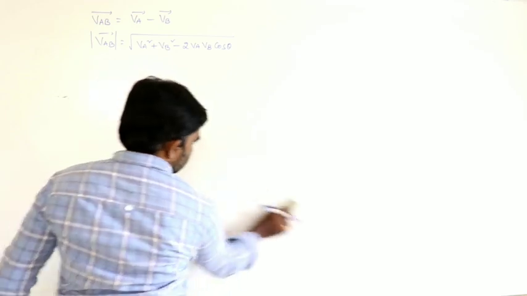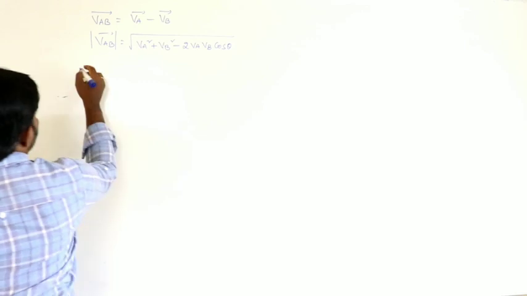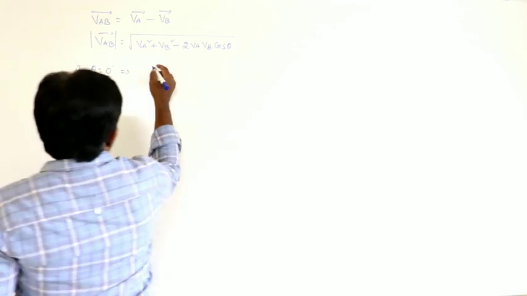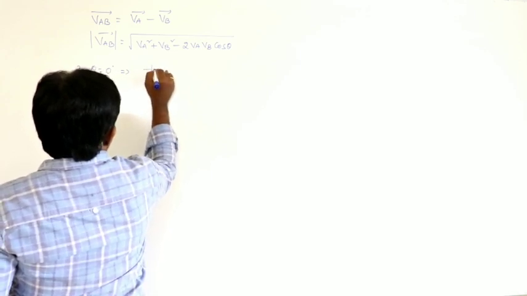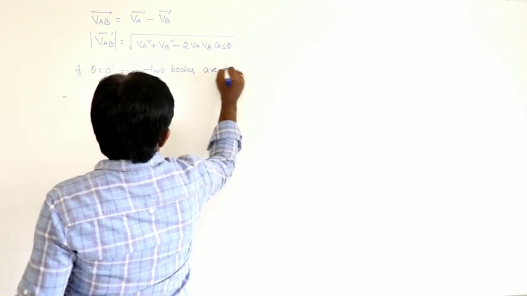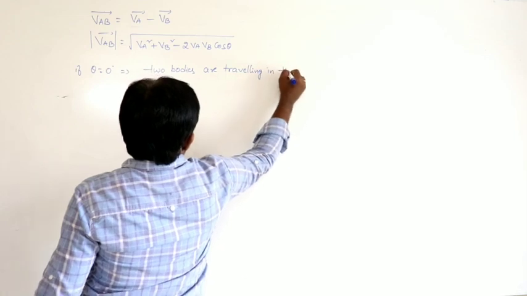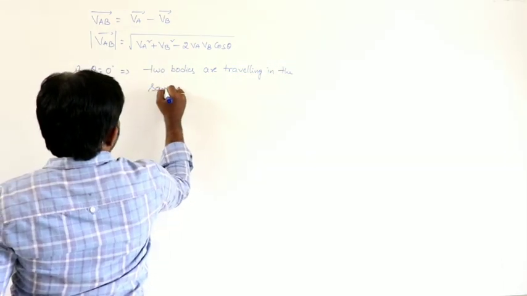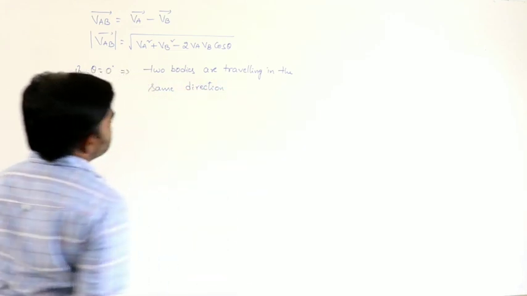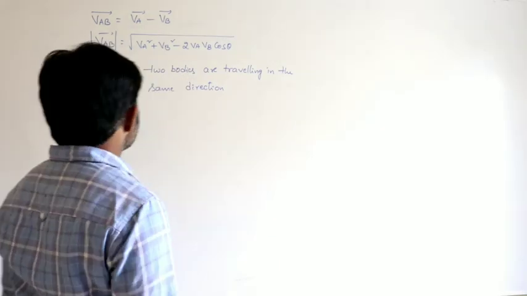This is the magnitude. Now, in this situation, if theta is equal to 0, that means initially two bodies are traveling in the same direction. First case. So that means two bodies must be in the same direction, that is theta equal to 0.